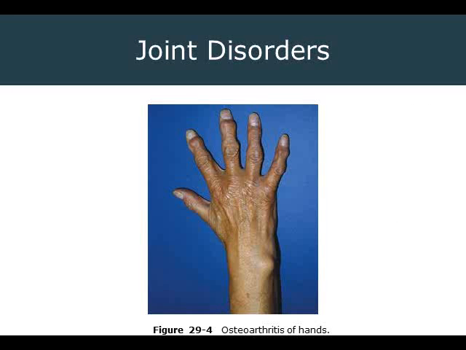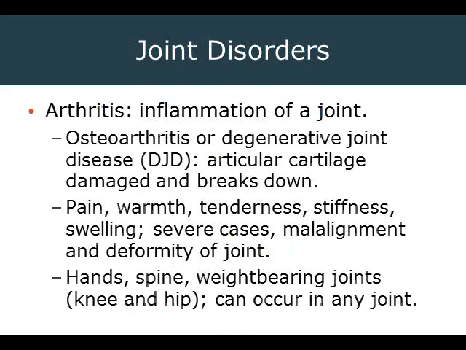Here's an example of osteoarthritis in the hands, where you've got kind of enlarged nodules at the knuckles there. In cases of patients with rheumatoid arthritis, it causes a lot more deformity. So osteoarthritis, or degenerative joint disease, is when we start to break down that cartilage in the joints, and that causes inflammation there. Basically, things are getting worn out.